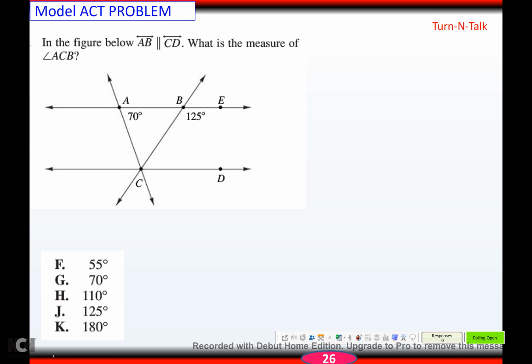Try this one. Hit pause. Come back when you're ready. And hopefully you got F.